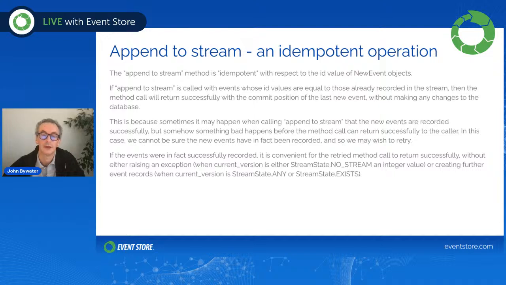This is because sometimes it may happen when calling append to stream that new events are recorded successfully, but somehow something bad happens before the method call can return successfully to the caller. In this case, we cannot be sure the new events have in fact been recorded, and so we may wish to retry. If the events were in fact recorded successfully, it is convenient for the retried method call to return successfully without either raising an exception or creating further event records.